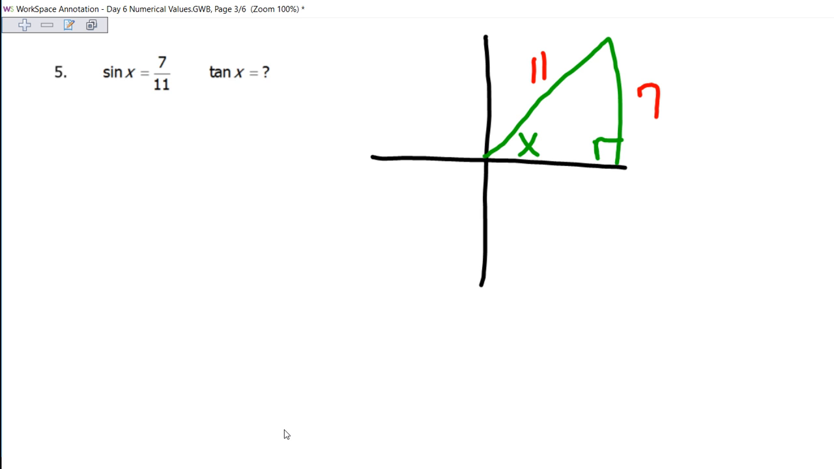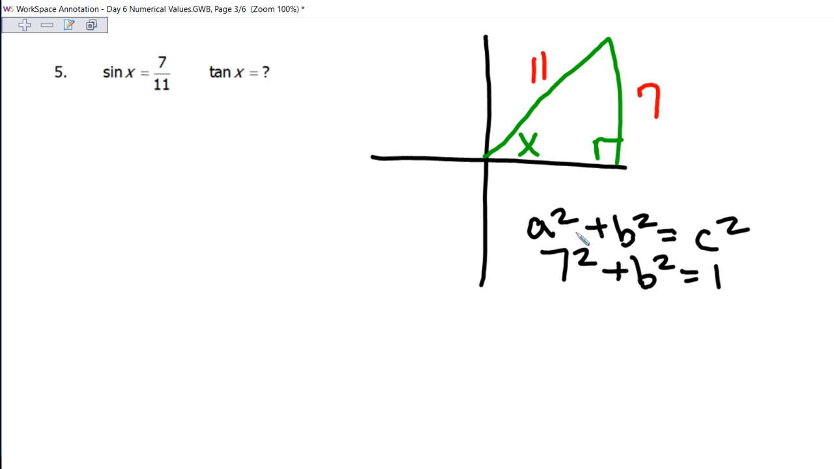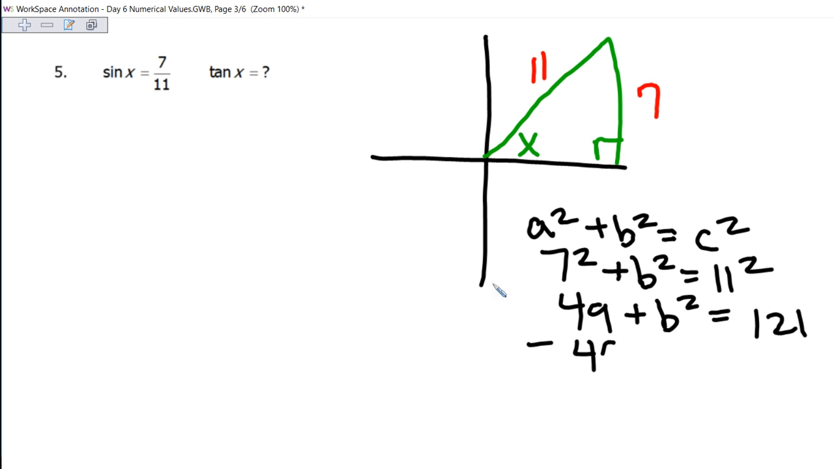Okay, we'll have to use the Pythagorean theorem to find that missing side. So this would be a squared plus b squared equals c squared. So 7 squared plus b squared equals 11 squared. 7 squared is 49. 11 squared is 121. So what's 121 minus 49?